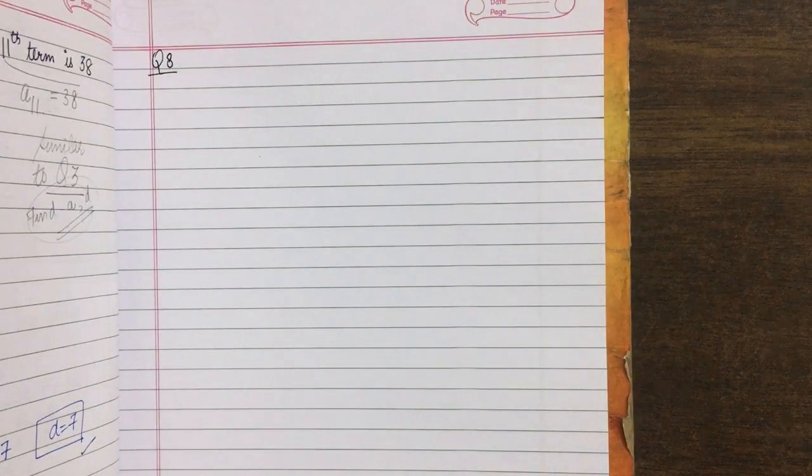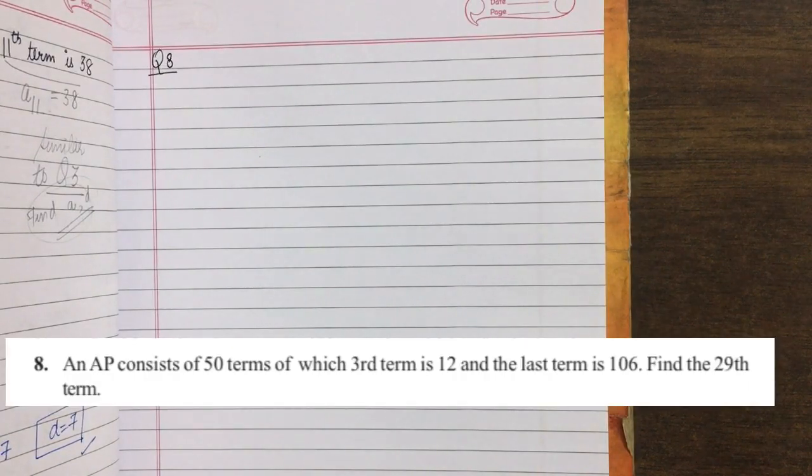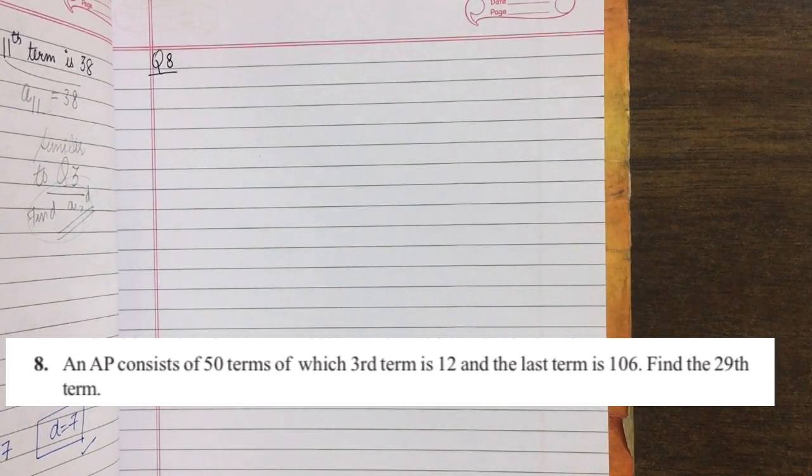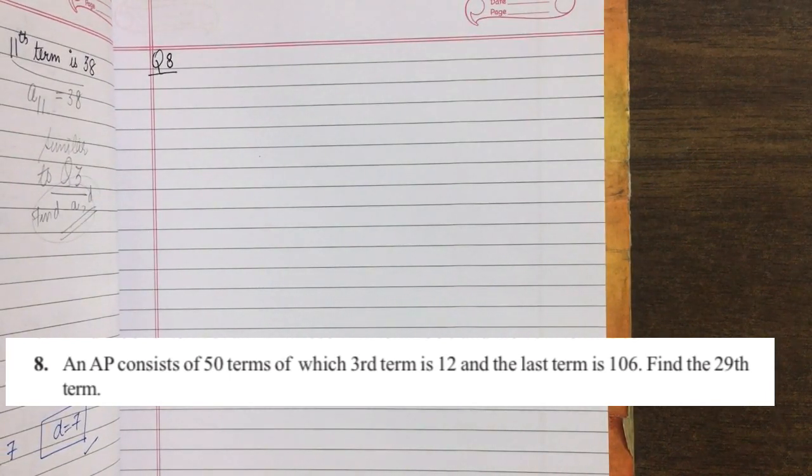Let us do question number 8 now. In question number 8 they are saying an AP consists of 50 terms. The third term is 12. The last term is 106. Find the 29th term. Just like the previous question, you have been given 2 terms and you have to find out some other term. So let's write this down.